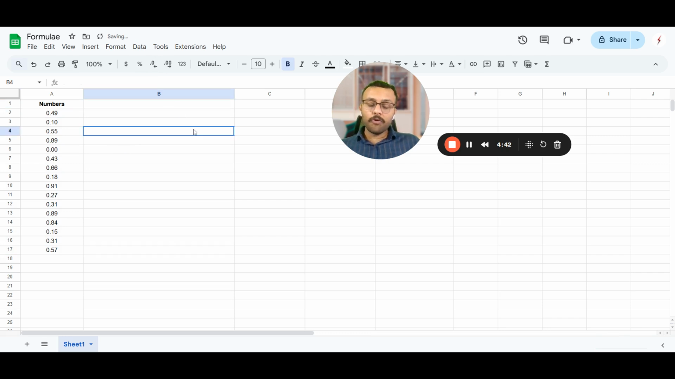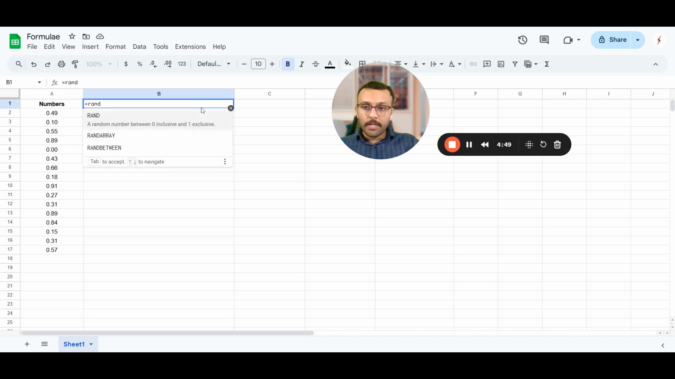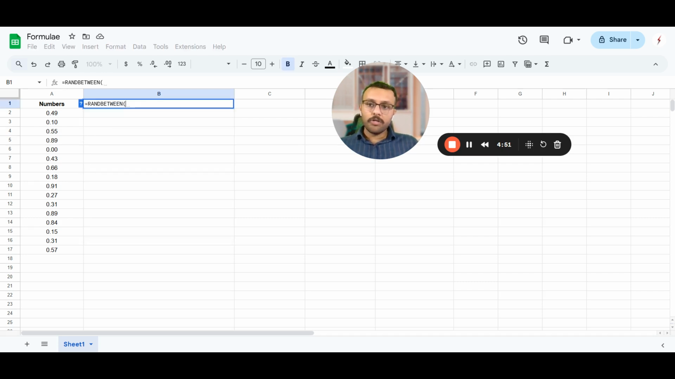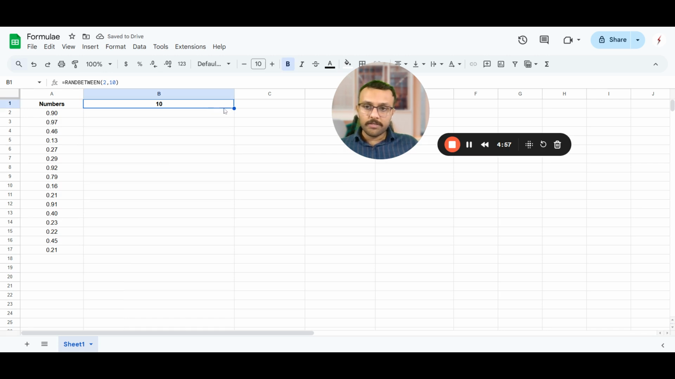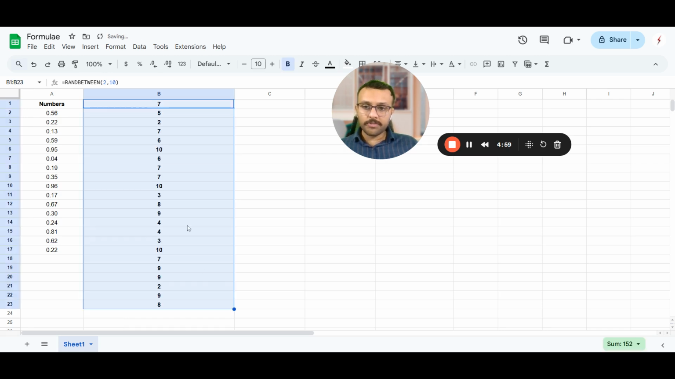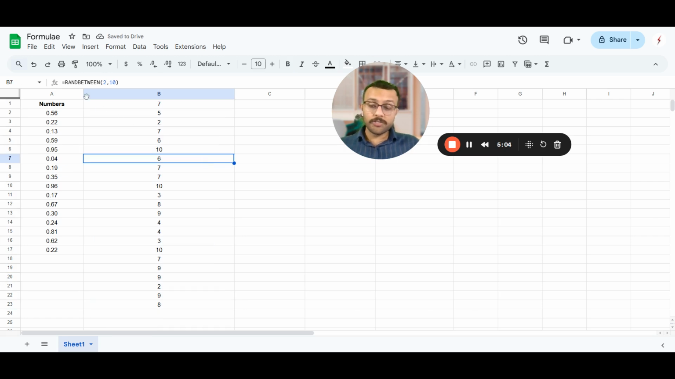However, this generates numbers just between 0 and 1. If I want to set my limit, if I want to generate random numbers between two certain values, let's say 2 to 10, then as you can see, it's generating some random numbers for me, right? I hope this was quite clear.